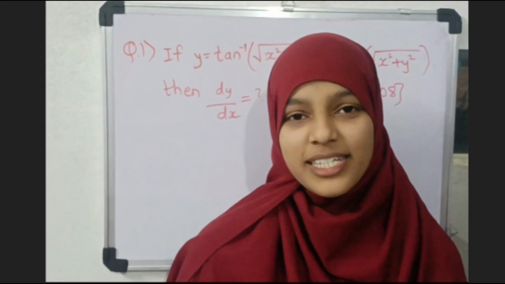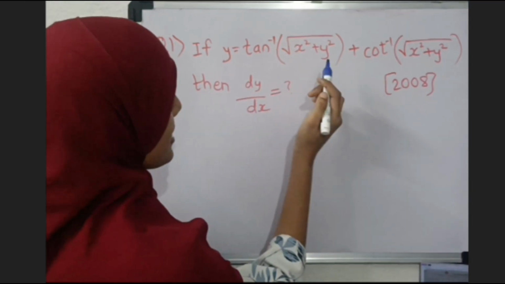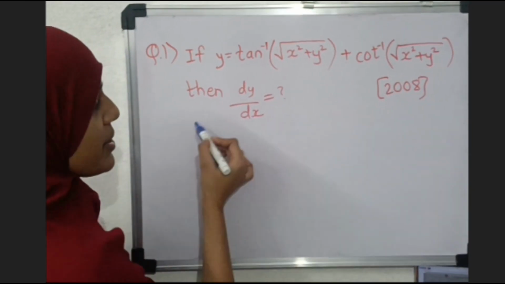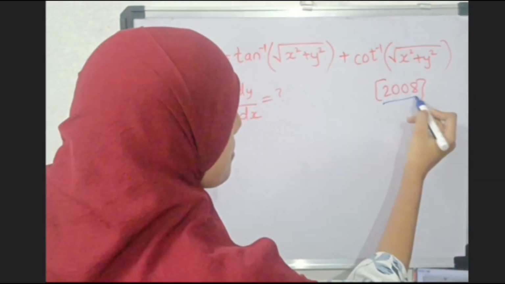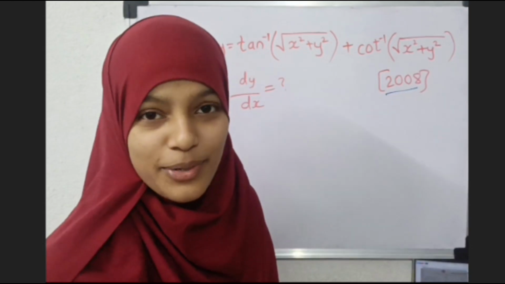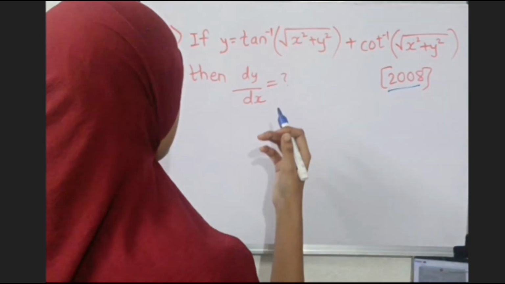So let's move towards our next question. We are given y = tan⁻¹(√(x² + y²)) + cot⁻¹(√(x² + y²)), we have to find dy/dx. It was repeated in 2008. Here you should know that we are only taking PYQs, so that it will help you in your MHT CET examinations.